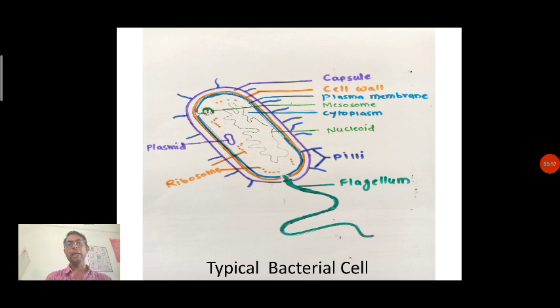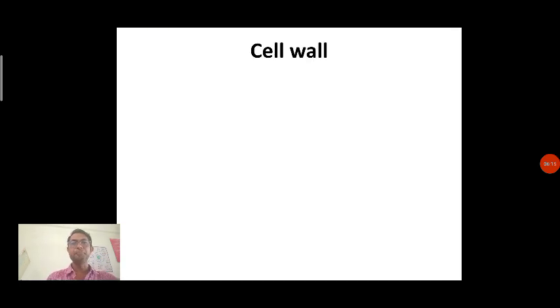So pili and flagella have a specific function which we are going to discuss in an upcoming lecture. So pili and flagellum are the two structures present in bacteria. This pili and flagellum are additional structures, not compulsorily present in all bacteria. So this is nothing but the typical bacterial cell.